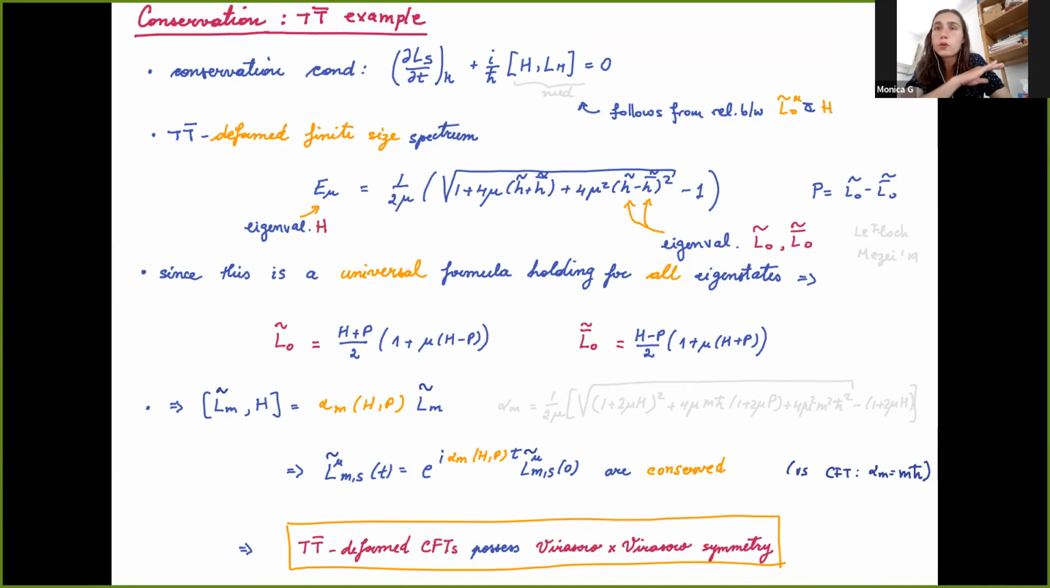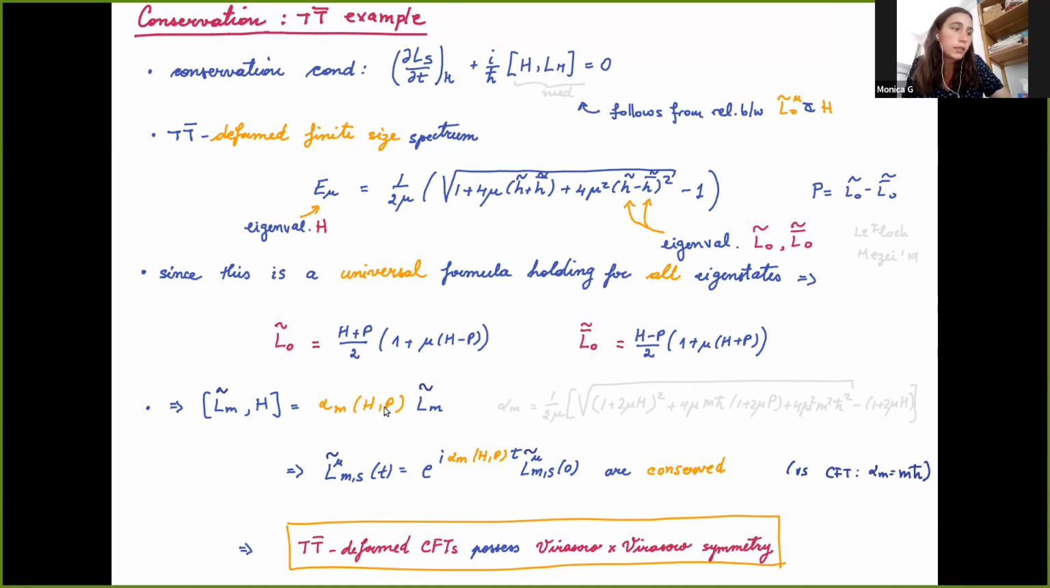And since this works for all the eigenstates in any theory with any spectrum, I can just extract this to an operator formula that relates H to L0 tilde and L0 bar tilde. Okay, so this is the inverted formula. And once I have it, I can trivially compute this commutator, and I get something that's proportional to Lm tilde with some coefficient that depends on the Hamiltonian and the momentum. And this coefficient, I've written it over here. It's some ugly squared formula, but it's completely well defined.